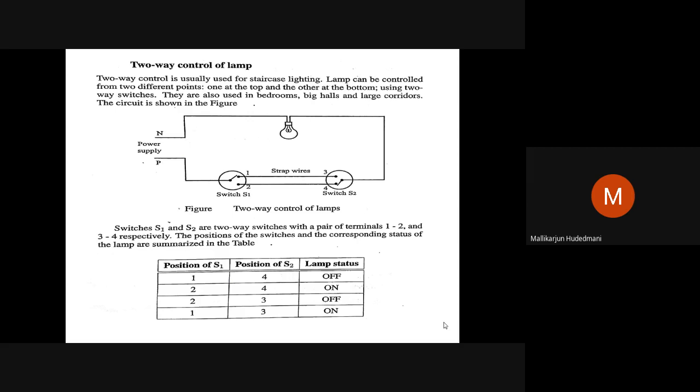For that, a simple sketch should look like this. It incorporates two switches, named S1 as one switch and S2 as the other switch, and a bulb I want to turn on and off. Using these two, suppose I operate switch 1, what will happen? If I operate switch 2, what will happen? When does the bulb turn on? When does the bulb turn off? This is the logic. I am going to call it the switching table. So you may have a question: explain two-way control of lamp with a neat sketch and switching table. For that, this is also known as staircase lamp wiring.